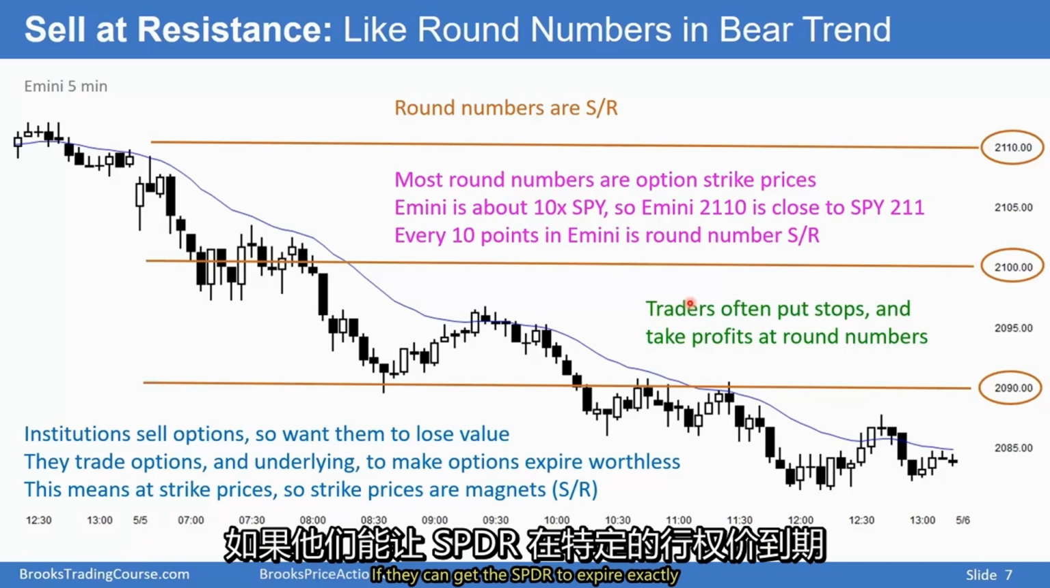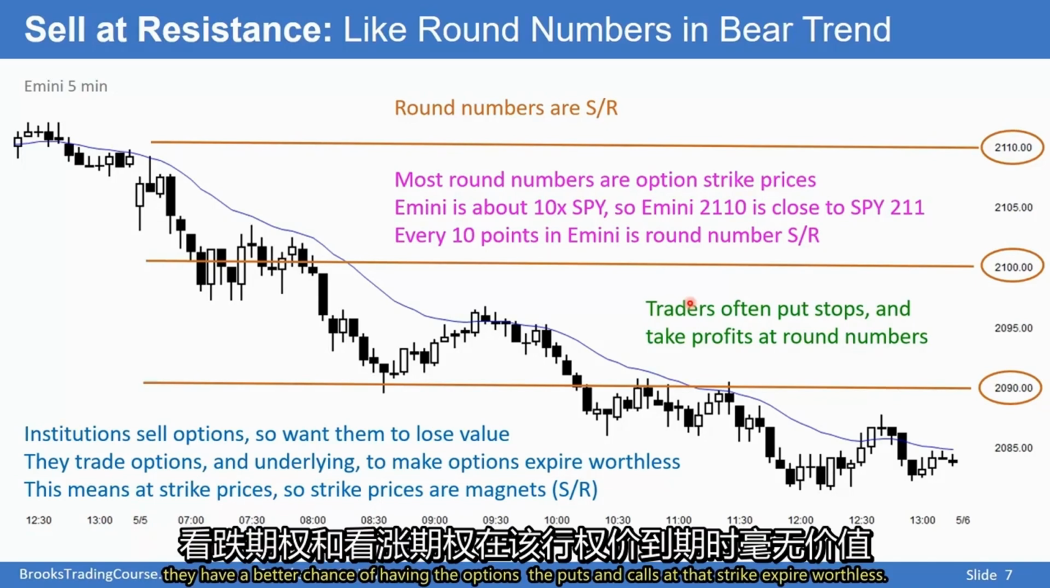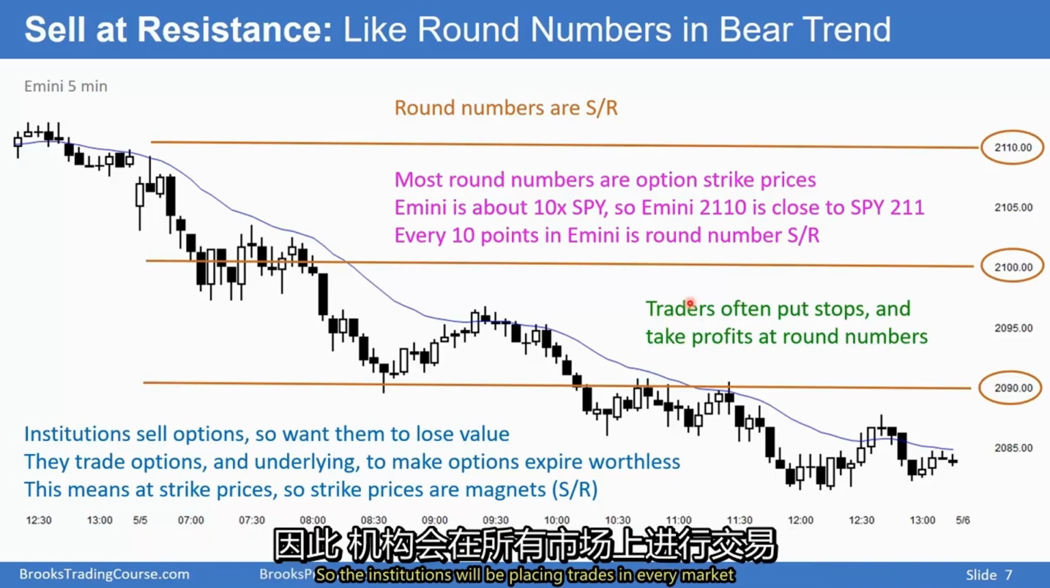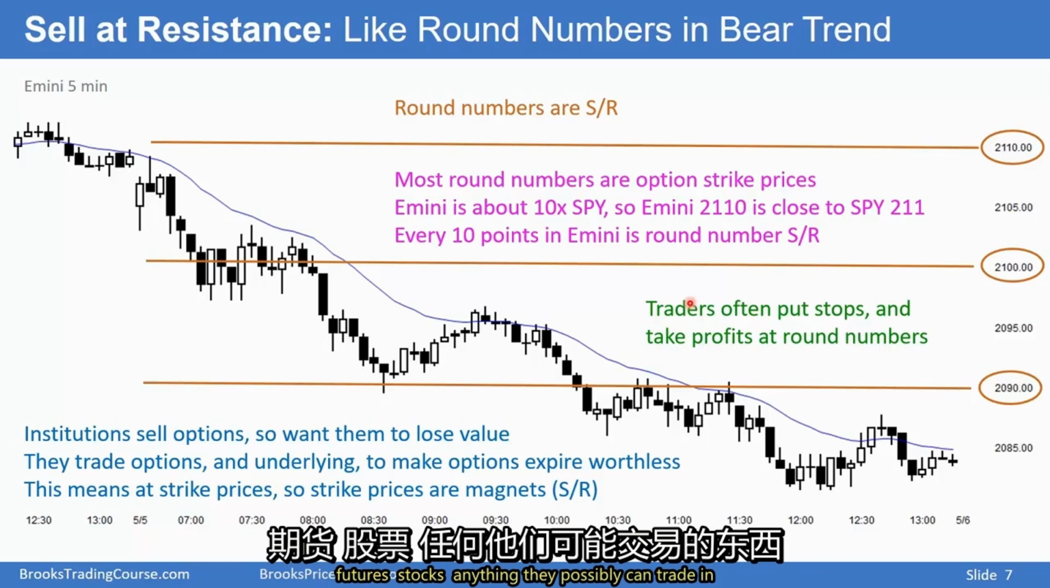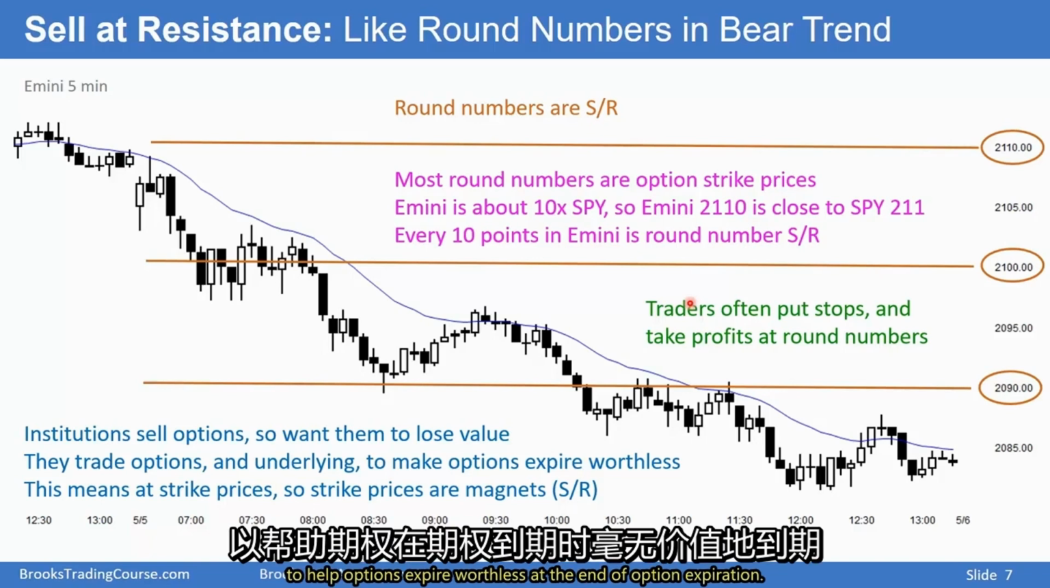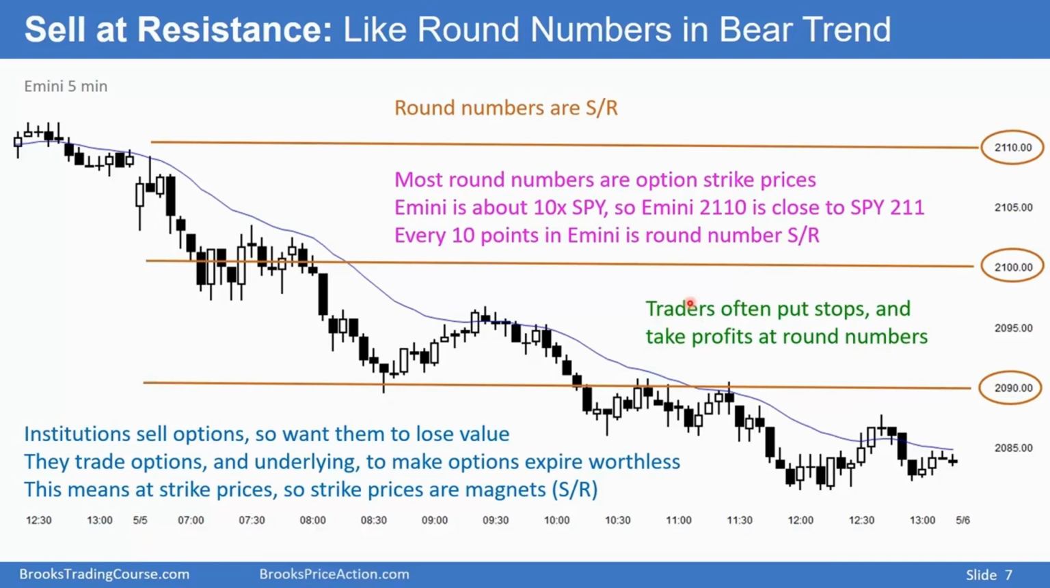The strike prices are magnets. If they can get the Spider to expire exactly at certain strike prices, they have a better chance of having the options, the puts and calls at that strike, expire worthless. So the institutions will be placing trades in every market, futures, stocks, anything they possibly can trade in to help options expire worthless at the end of option expiration.